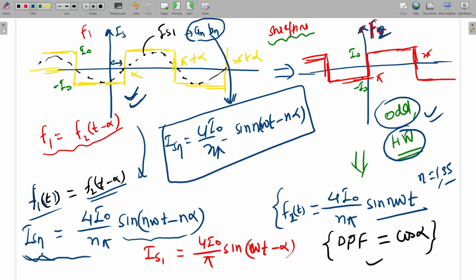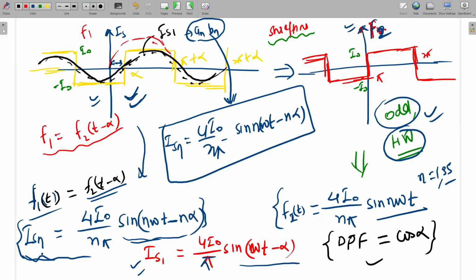For any converter, either 3-phase or 6-pulse, the source current waveform will not be symmetrical. First we make it symmetrical by shifting, and the angle shifted will come here, sin(n omega t minus n alpha). This will be the nth harmonic. So iS1 will be 4 I naught upon pi sin(omega t minus alpha). This black color waveform is the fundamental waveform shifted by alpha. This voltage will start from here. The source voltage will be somewhat like this.